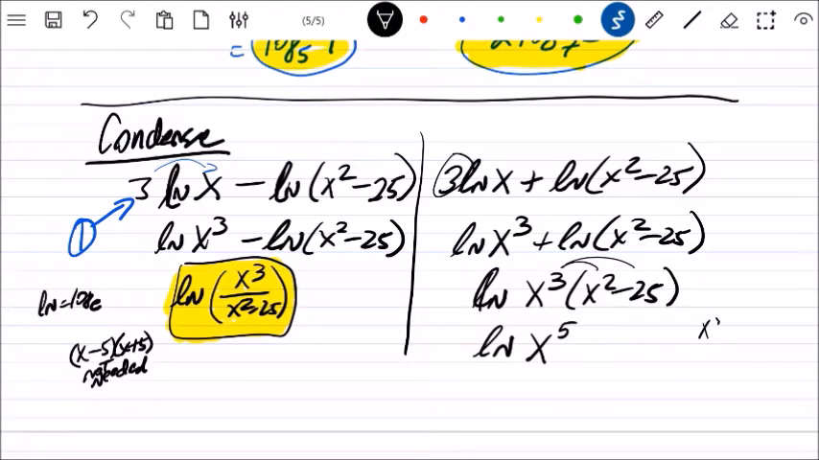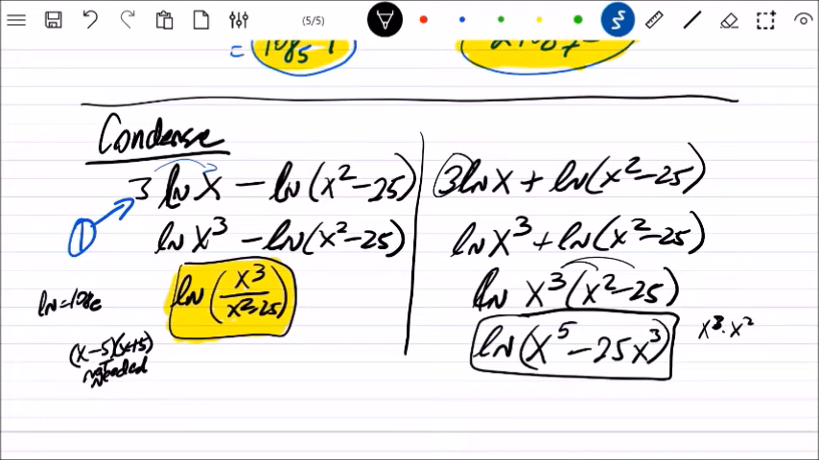We have x cubed times x squared, so therefore it's 3 plus 2, minus 25x to the third power. And in parentheses there. If we don't put the parentheses, it's going to look like it's just natural log of x to the fifth, then subtract the number 25 times x cubed, not as a natural log. So you have to be careful to put parentheses to clarify that. And that's as far as we can go. There's nothing more we can do here with this one. But what we have done is we've condensed it.